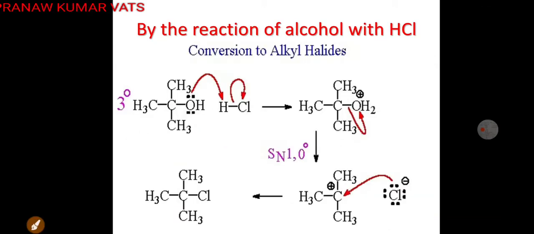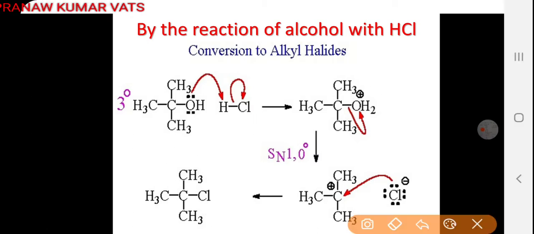Now the reaction of alcohol with HCl will only be given by 3-degree alcohol, and it will follow the SN1 pathway, because we know that SN1 reaction takes place exclusively with 3-degree carbocation. So what is the mechanism of the reaction? You can see here HCl being an acid, when dissolved will liberate H plus ion, and this H plus ion will protonate this alcoholic group.